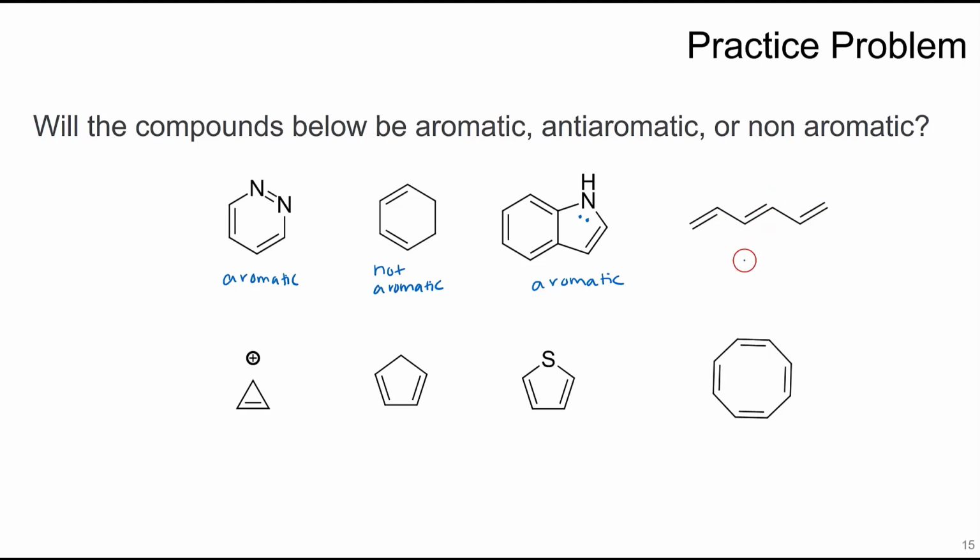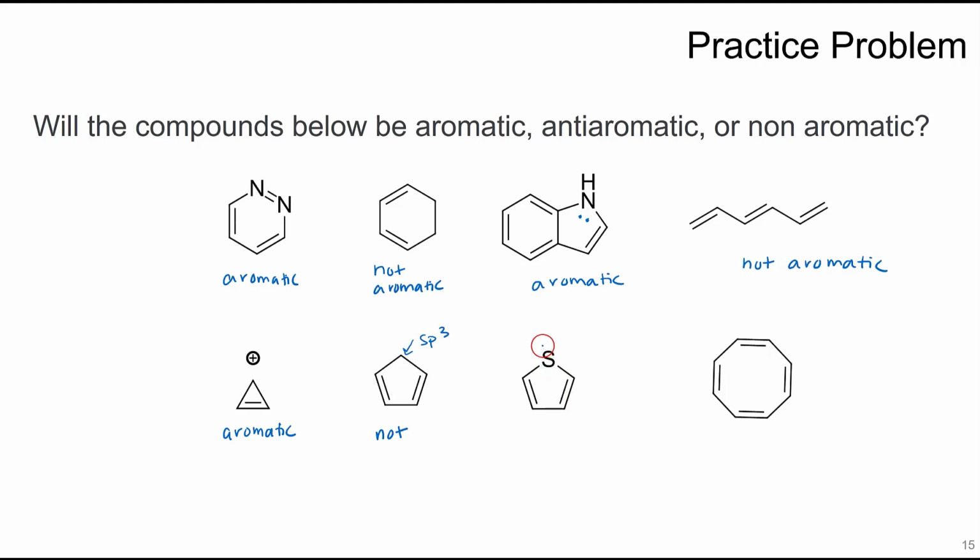This is not cyclic, so this is not aromatic. It is conjugated, but not aromatic. Here we have 1 pair of electrons, which is odd. It's cyclic. There's p orbitals in all of this, so this is aromatic. This one is not conjugated because we have sp3 there. This one is not.